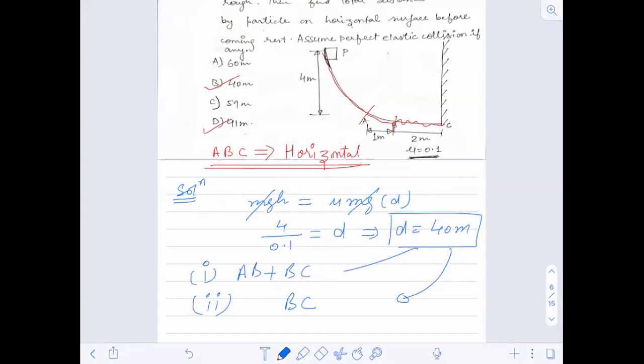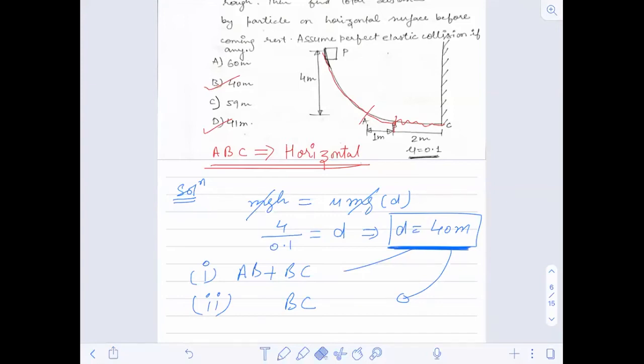All those who have given me the answer B. Yes, this 40 meter should be on AB plus BC, or it is BC. You have calculated for BC. So this dissipation of energy will take place only for the 40 meter.